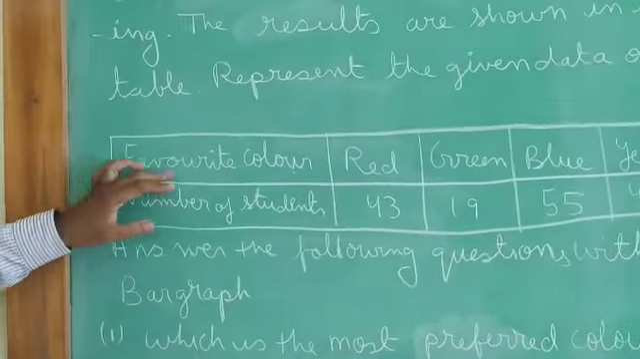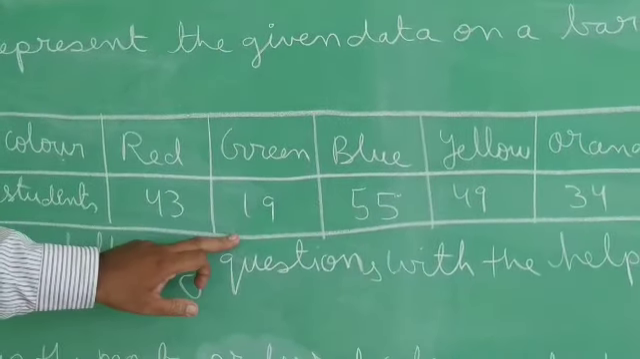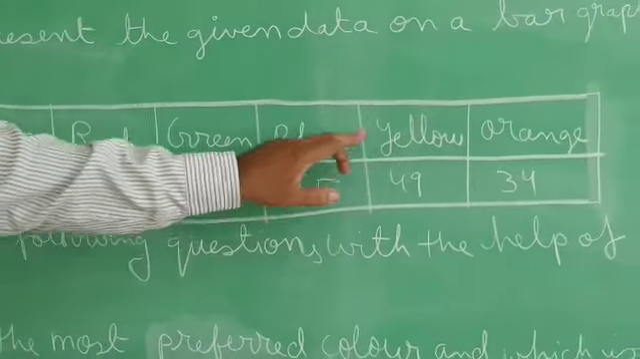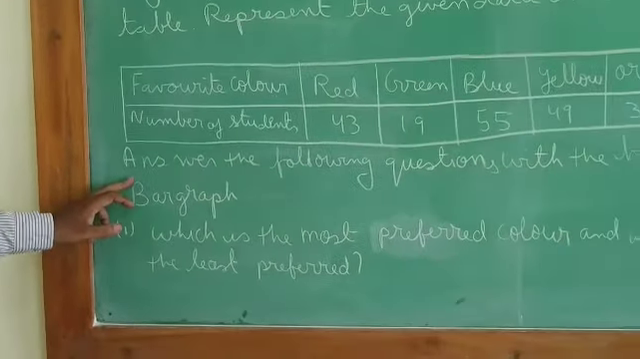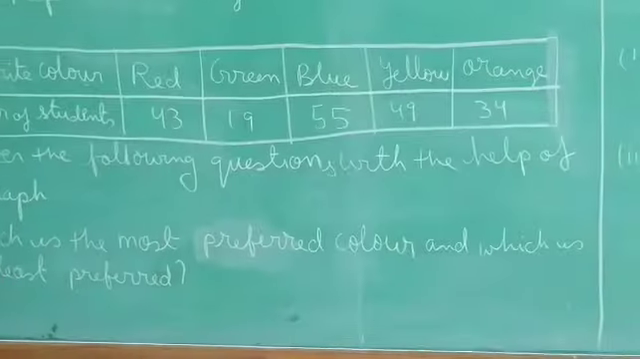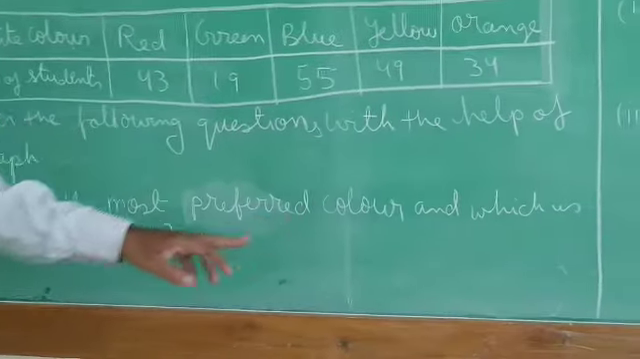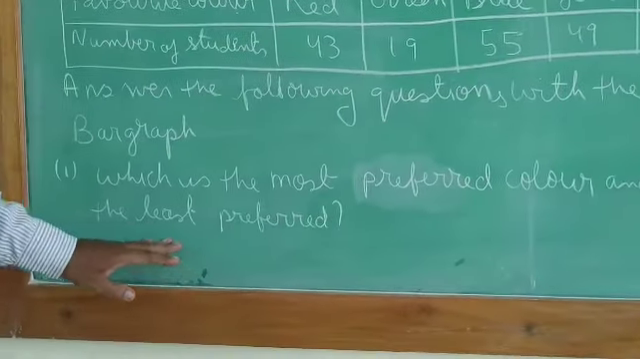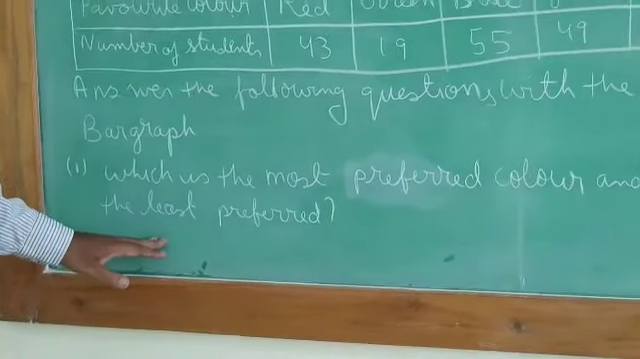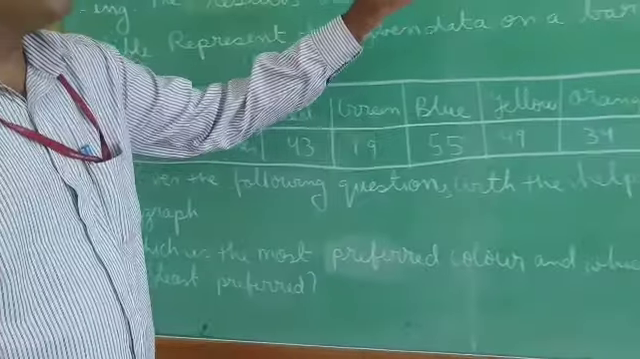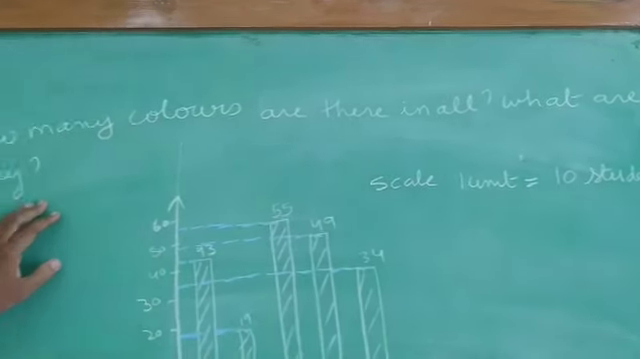You can see here favorite color red. How many students selected? 43. Green, 19. Blue, 55. Yellow, 49. Orange, 34. Now you can see what question is asked: answer the following questions with the help of the bar graph. Which is the most preferred color and which is the least preferred color? Most preferred means which everybody likes most, and least preferred, you have to give the answer. Second question: how many colors are there in all and what are they?